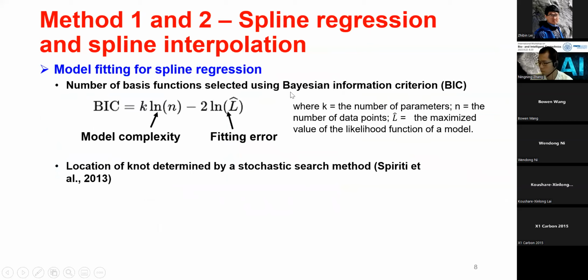Here we use model selection methods, the Bayesian information criterion, to select the number of basis functions. This criterion considers not only the fitting error, but also has a penalty against the complexity of the curves. And for the locations of knots, we use stochastic search methods, which is introduced in this reference.